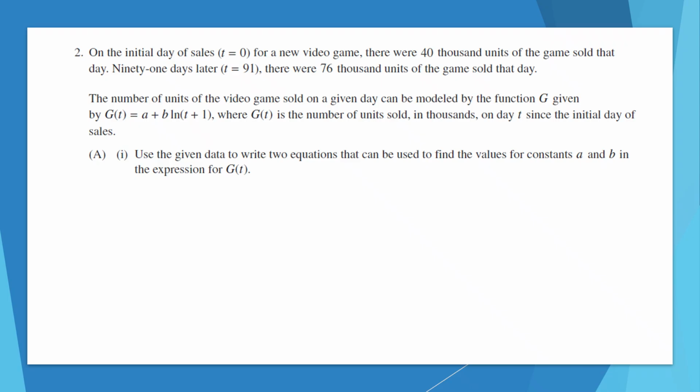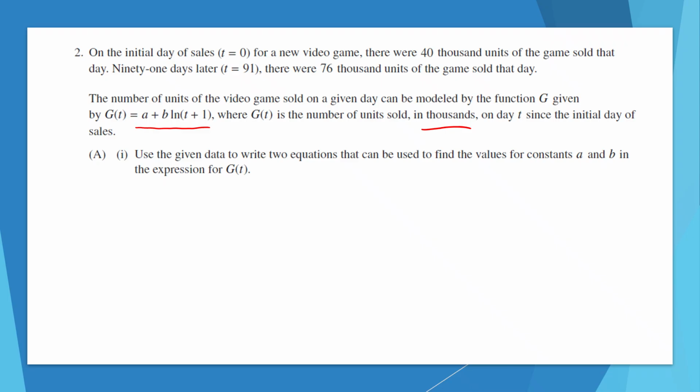All right, number 2. On the initial day of sales, t equals 0 for a new video game, there's 40,000 units. 91 days later, there's 76,000 units. This was in the form a plus b ln of t plus 1, where g of t is the number of units sold in thousands on day t since the initial day in sales. So use the given data to write 2 equations that can be used to find a and b.